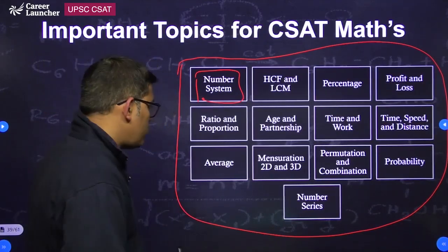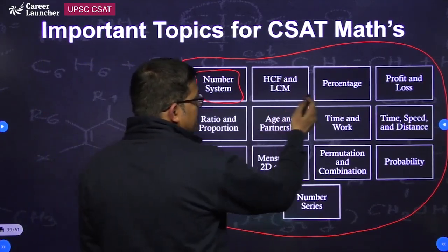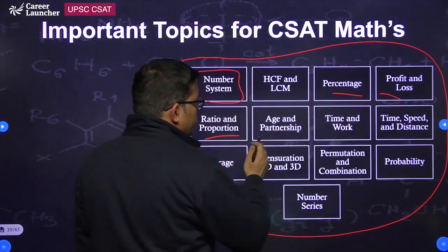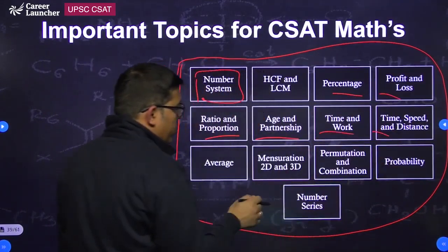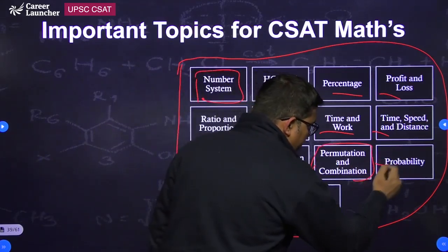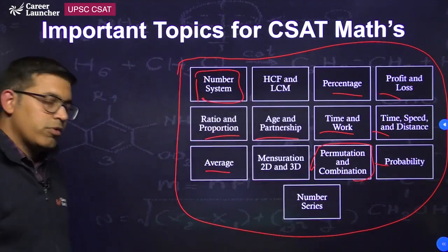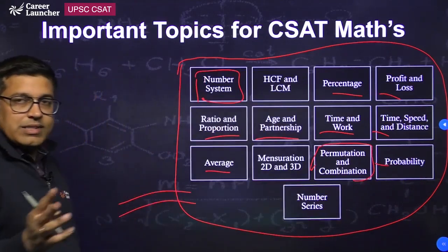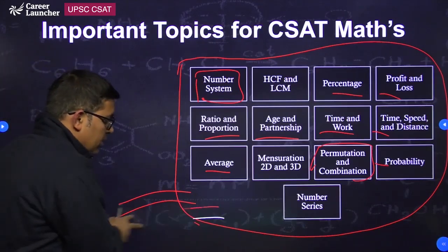So number system, HCF, LCM, percentage, profit loss, ratio, proportion, age, part, time and work. These are the important topics. Average. We'll also give a little more time to these topics in the classes. We're going to focus more on that, but that doesn't mean that we'll not cover the other topics.